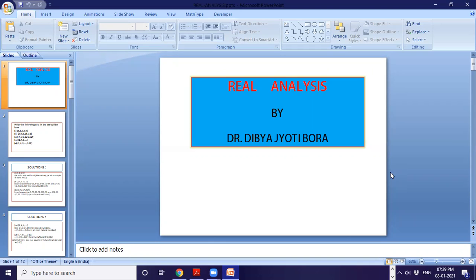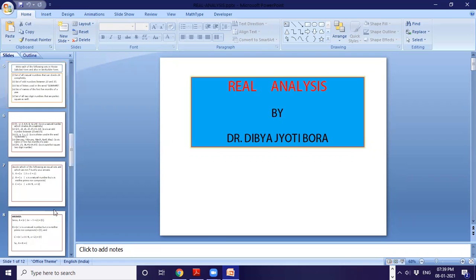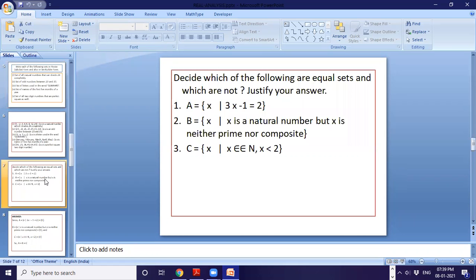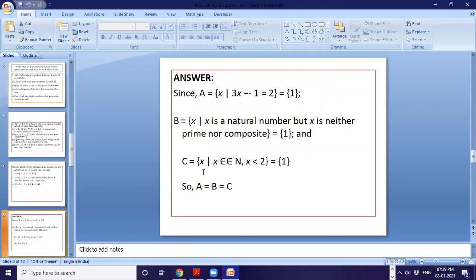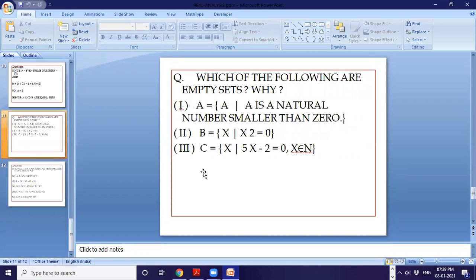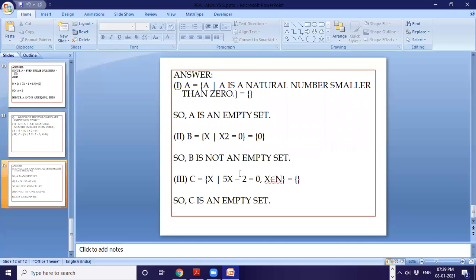In the first lecture, we went through the definition of set and representation of set. And in the last lecture, we went through many important topics like equality of sets, subset, superset, and the concepts related to them.